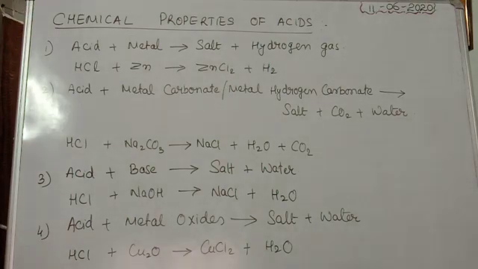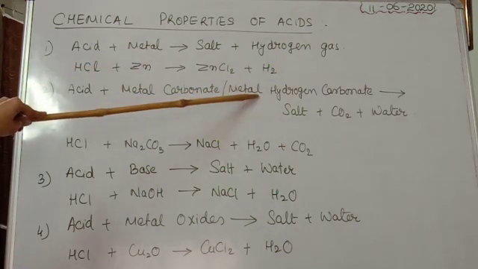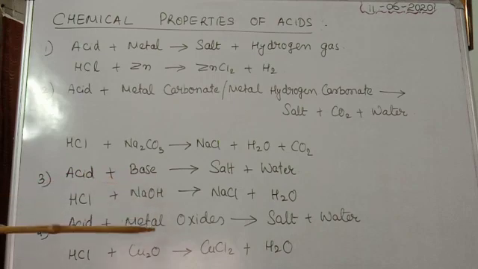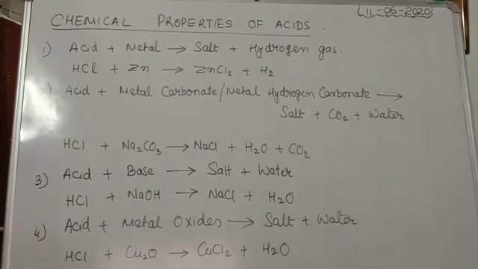If you remember this, then for the opposite, where acid plus metal is there, it will be base plus metal, base plus base, wherever acid is there, take base instead. So if you remember this, then base properties will also come by themselves. Clear? So with what does acid react? Acid reacts with metal, metal carbonate, metal hydrogen carbonate, base and metal oxides.